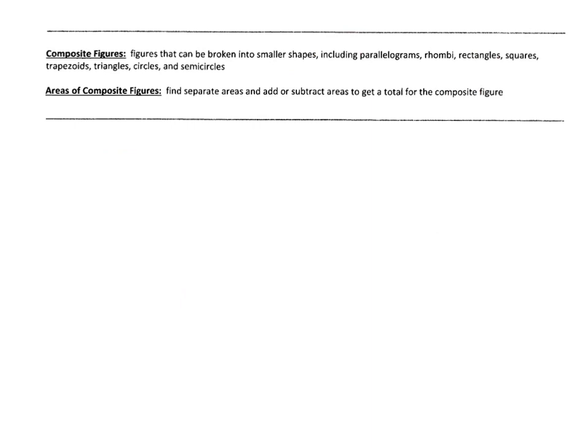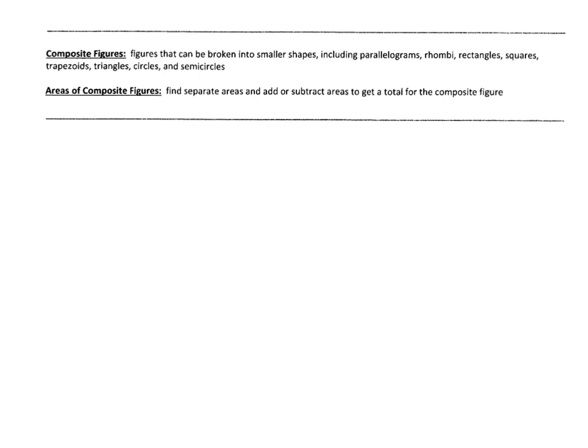Today's lesson is on composite figures. That means figures that can be broken into smaller shapes, including parallelograms, rhombi, rectangles, squares, trapezoid, triangles, circles, and semicircles. So this first example, that warm-up, was actually a composite figure made up of a triangle and a rectangle. When you're finding areas of composite figures, you're going to find separate areas, and then you're going to add or subtract those areas to get a total for the composite figure. The biggest question you have on these problems is, am I going to add or am I going to subtract?